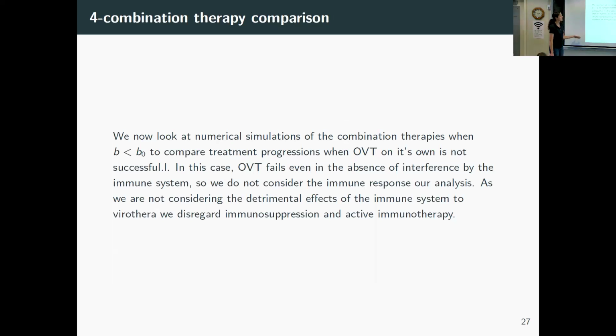What happens if OBT itself is not successful? Is it going to improve it? Is it going to make any difference, or is it going to stay the same? In these simulations, we're not going to consider the immune response because OBT was failing on its own, and OBT was going to make things even worse. So we disregarded the immune response, and because of that, we have to disregard these two therapies as well.